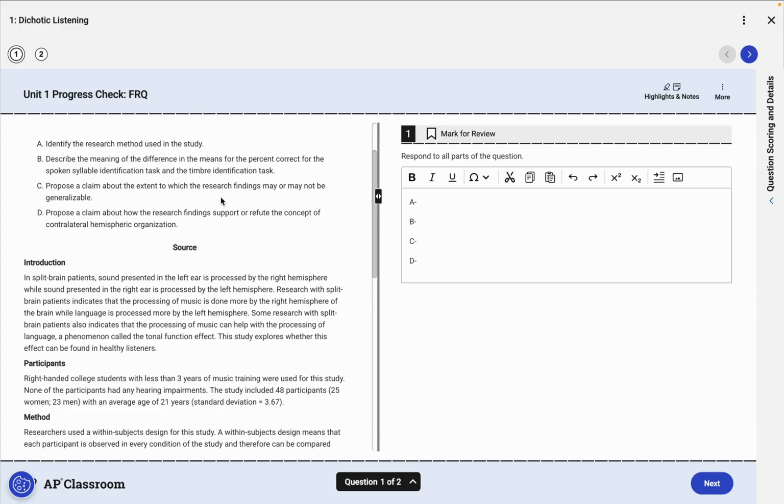Propose a claim about how research findings support or refute the concept of contralateral hemispheric organization. One of my favorite things, that's what I was trying to tell you about, bilateral, the two brains, the left hemisphere, right hemisphere. We have two brains. That's contralateral hemispheric organization. They work in conjunction with each other.